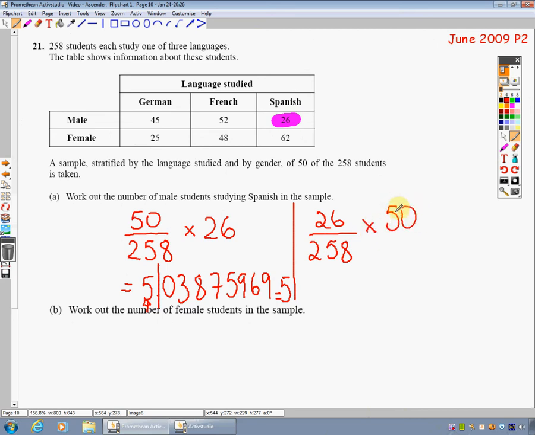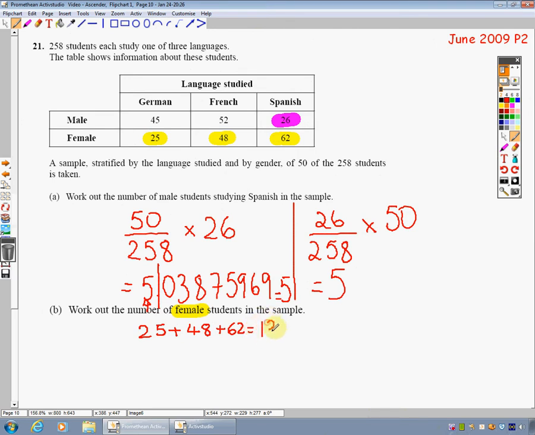Right, bottom one then. Work out the number of female students in the sample. So I want now the number of female students. We had some doing German, some doing French, and some doing Spanish. So first of all, we have to add all the females together. So we have got 25 plus 48 plus 62, and we are left with 135. So that's our total number of female students in the sample overall out of the 258.